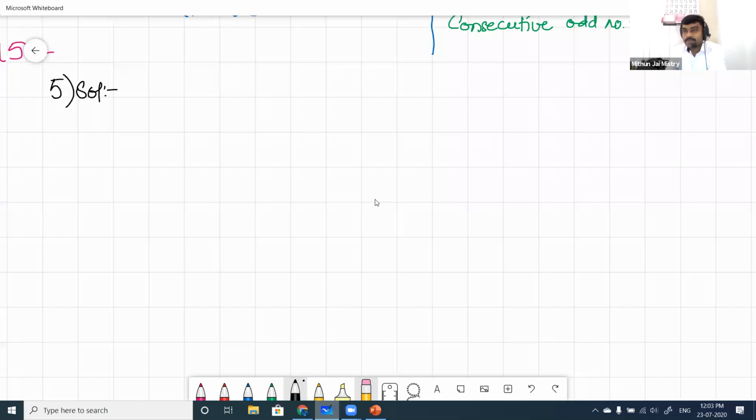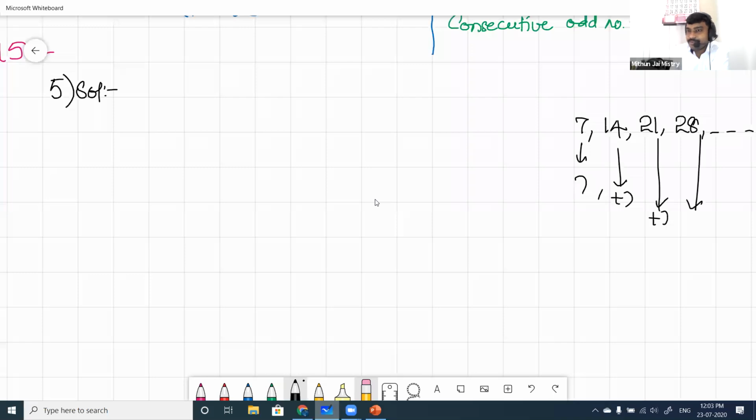What are actually multiples of 7? Multiples of 7 are like 7 1s are 7, 7 2s are 14, 7 3s are 21, 7 4s are 28. So what is happening here? Every time 7 is increasing. First it was 7, then plus 7 we got 14, again plus 7, 21, again plus 7, we got 28.